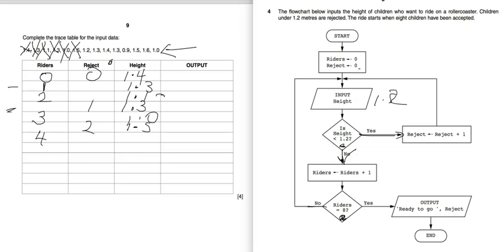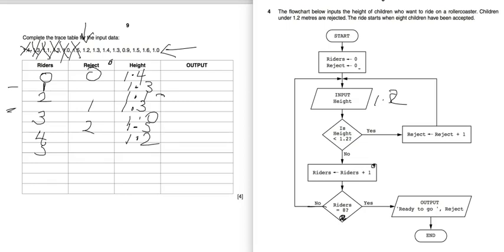It's 1.2. Is the height less than 1.2? So this is kind of like the trick question here. Is the height less than 1.2? No, it isn't. That can be accepted. If this question here said less than or equal to 1.2, then you would reject it, but it's not. It's actually 1.2 exactly. So we can still accept that rider, and we must remember to write it in here and increase our number of riders to 5.